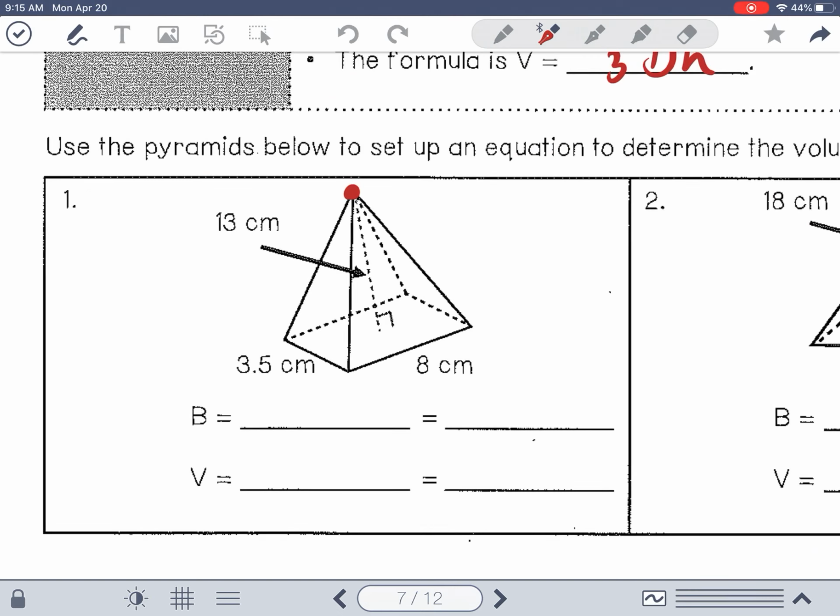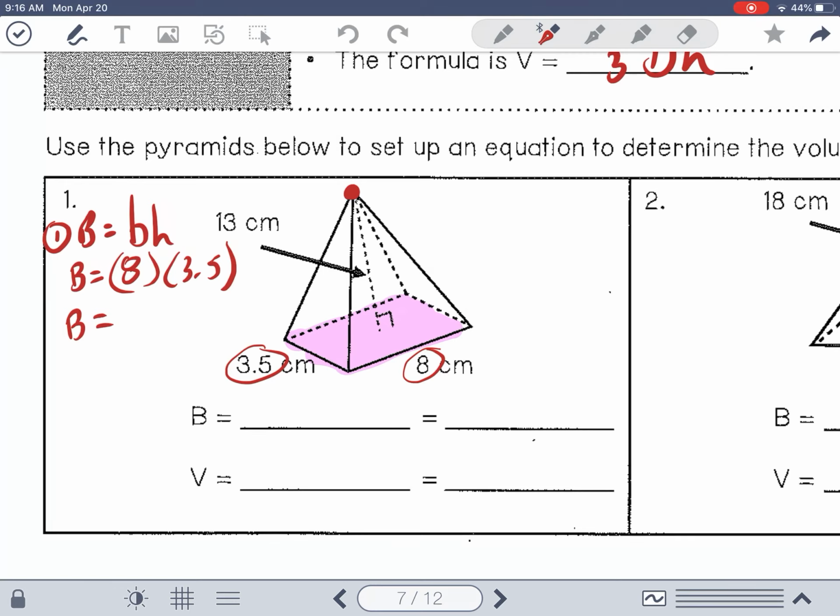Okay, so the first thing we're going to do is find the area of the base. If my base is here, the first thing I'm going to do is find big B. That's the area of the base. So in this case, it's a rectangle. So little b times h is 8 times 3.5. Okay, so that big B would be 28.